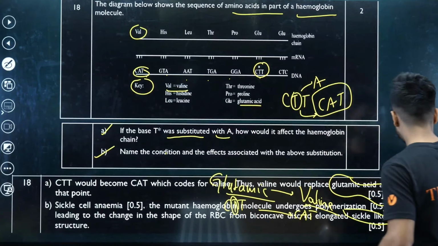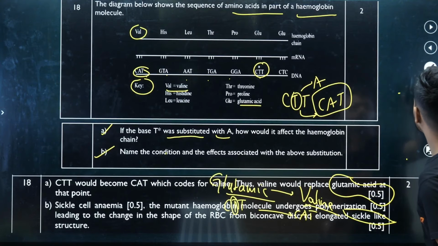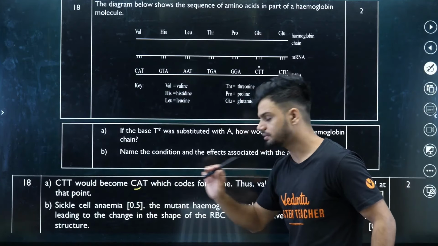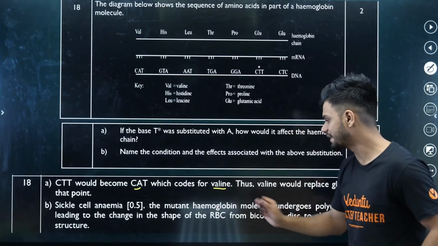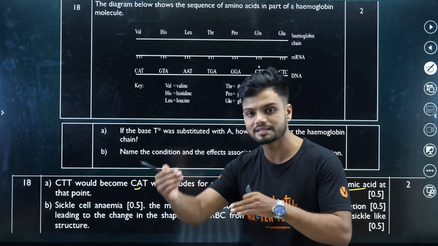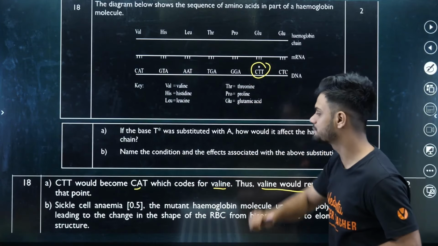Let's read the answer here. It's given here. CTT would become CAT, which codes for valine now. Thus, valine would be replacing the glutamic acid at the 6th position.